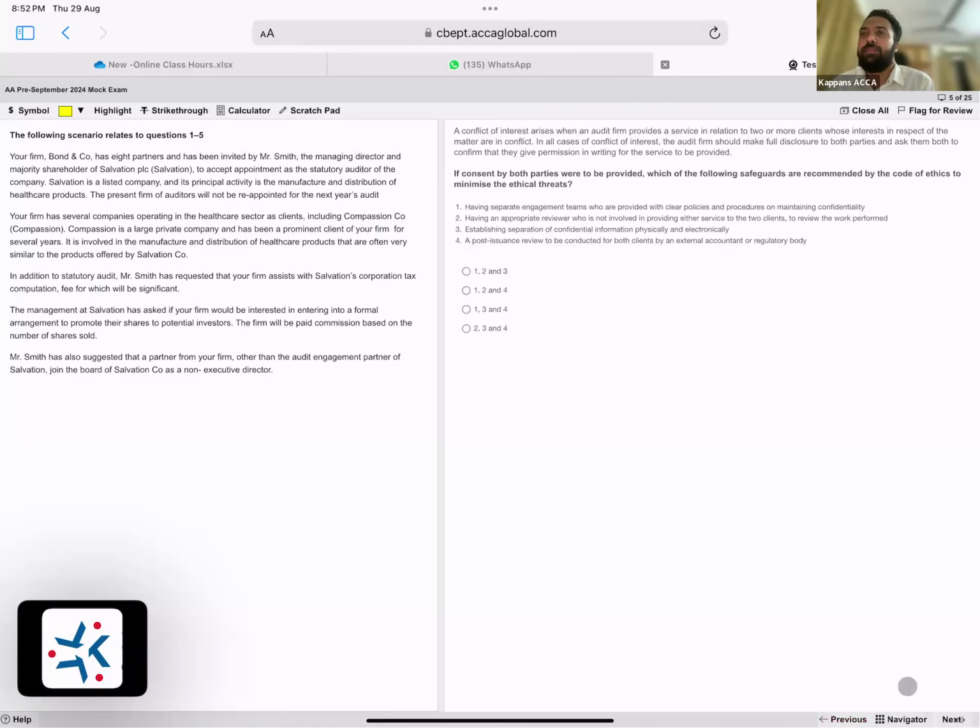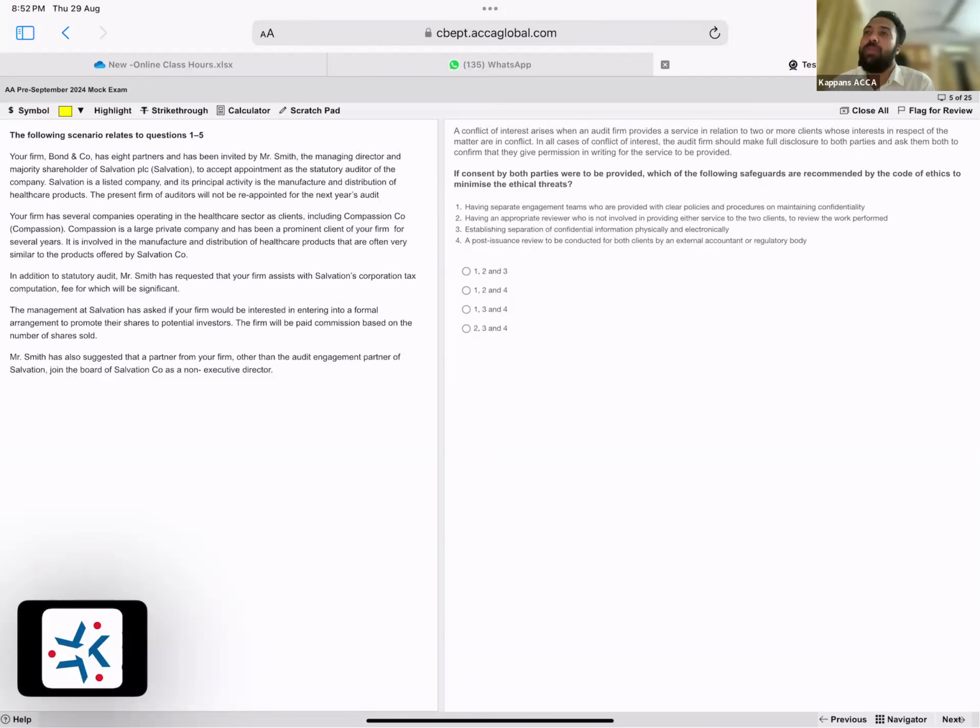The fifth one: a conflict of interest arises when an audit firm provides a service in relation to two or more clients whose interests in respect of a matter are in conflict. In all cases of conflict of interest, the audit firm should make full disclosure to both parties and ask them both to confirm that they give permission in writing for the services to be provided. If consent by both parties were provided, which of the following safeguards are recommended by the Code of Ethics to minimize ethical threat? We just discussed that in the third question.